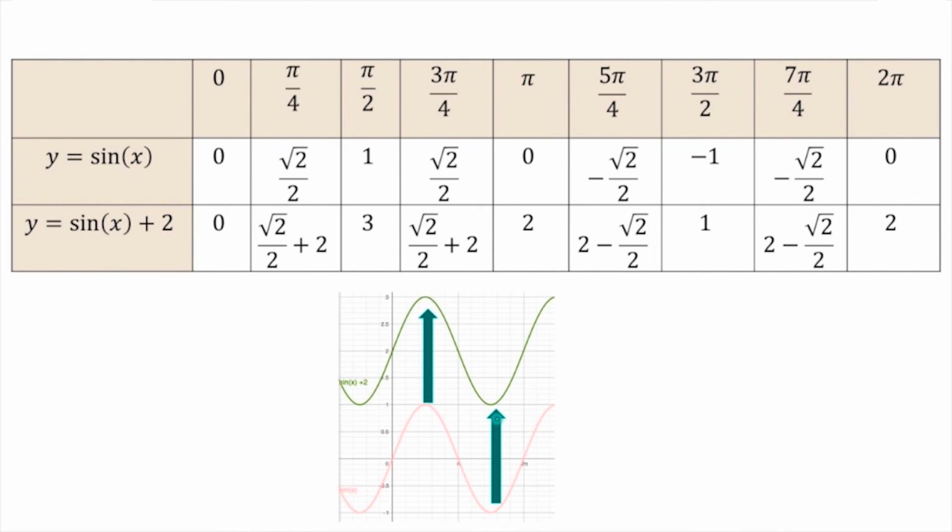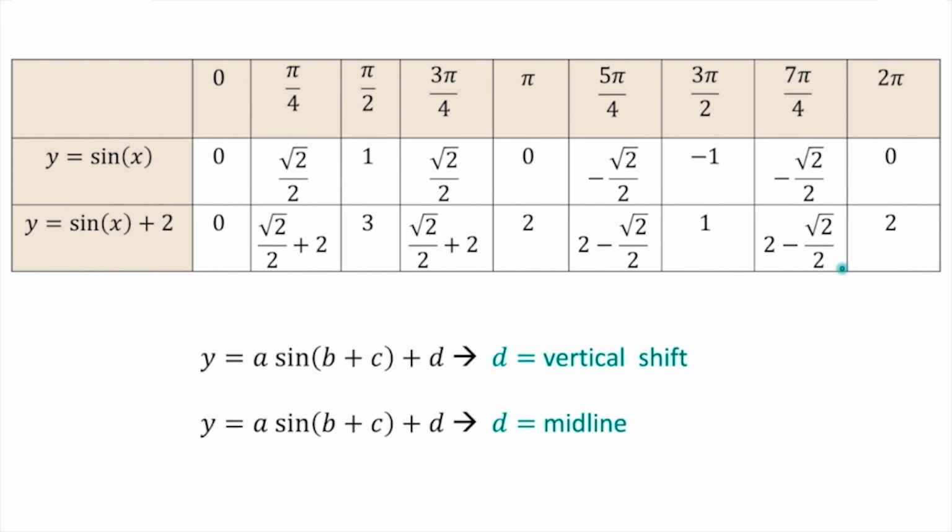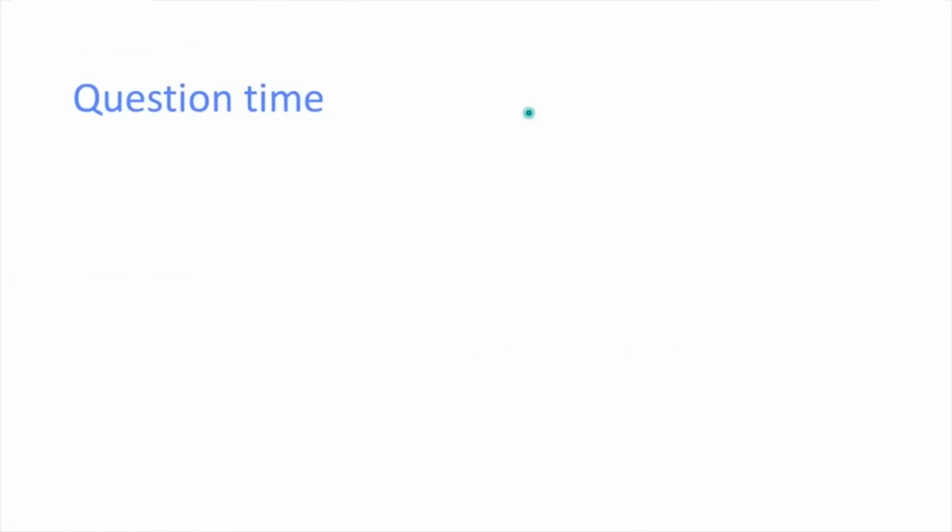This is called a vertical shift, and it allows us to look at something called the midline of a sinusoid. Imagine drawing a line that cuts the graph horizontally in half. This line is called the midline. And in fact, to find the midline and the vertical shift of a graph, we use the exact same formula. And it's always going to be the value of D.